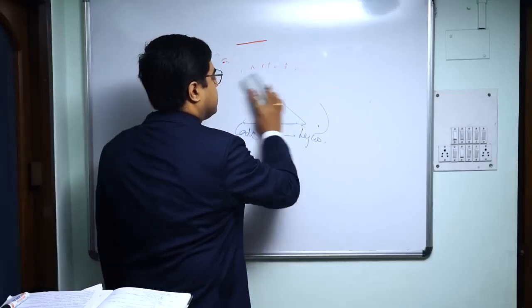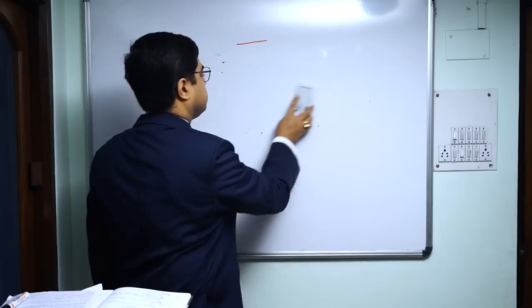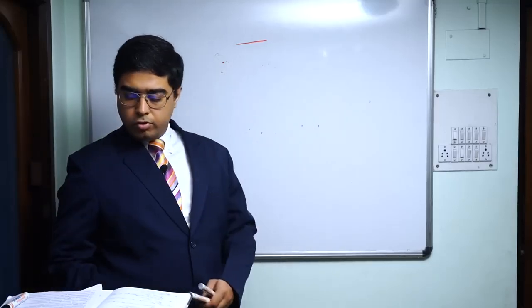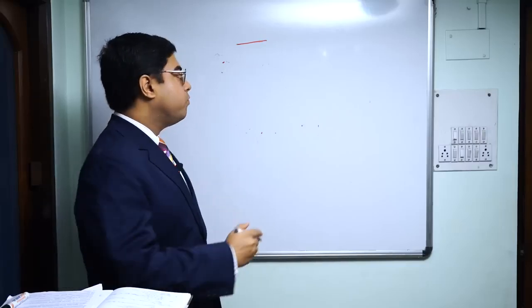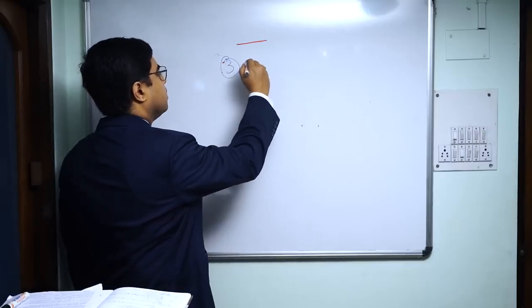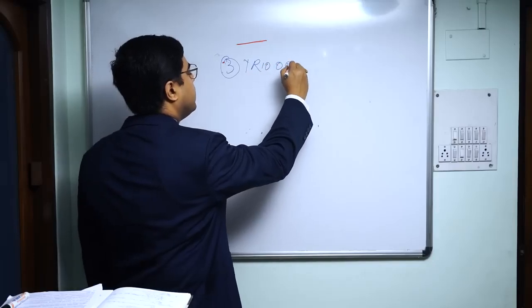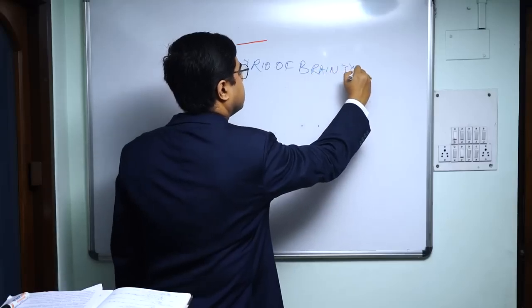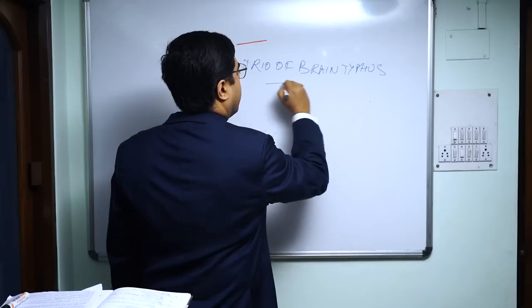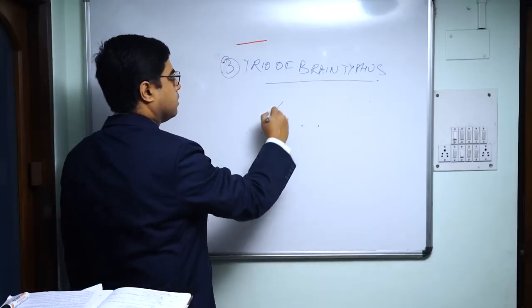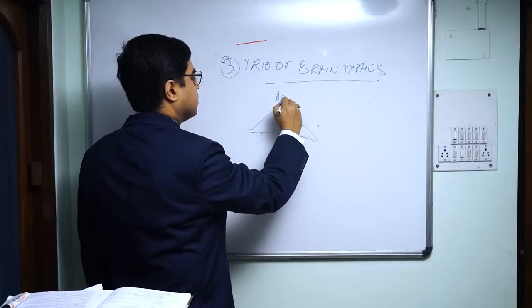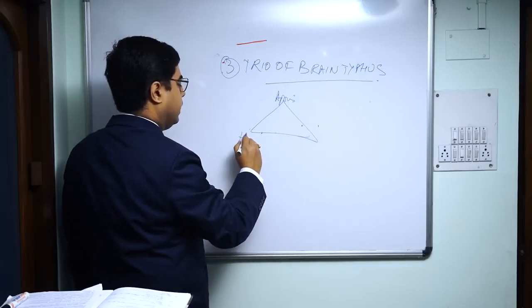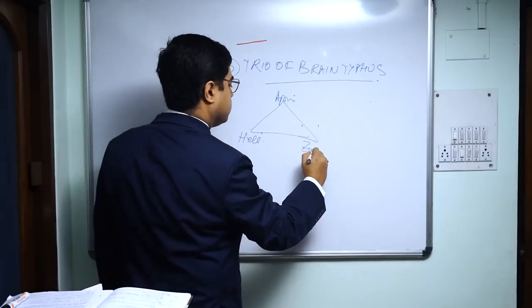My third in this list of trios, my friends, is the trio of brain typhus. We are going alphabetically. B for brain typhus. And the trio of brain typhus is Apis, Helleborus and Zincum.